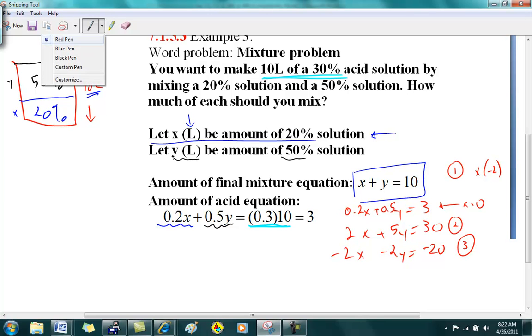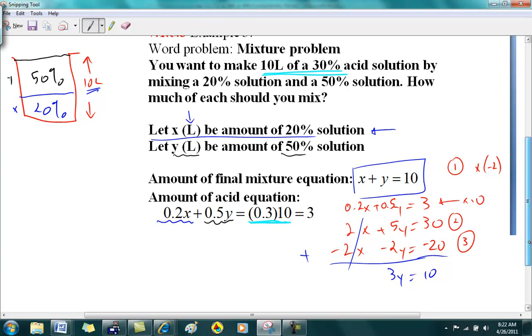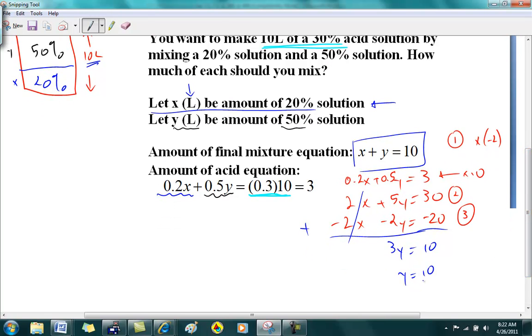And then I'm going to add the last two equations, 2 and 3. I'm going to add these guys. So then this cancels. This gives me 3y equals 10. And so y is equal to 10 over 3 liters. Okay. So I need 10 over 3 liters of the 50% solution. And to get x, I'm going to go and plug y in here. And I get x equals 10 minus 10 over 3, which is going to be 20 over 3 liters.